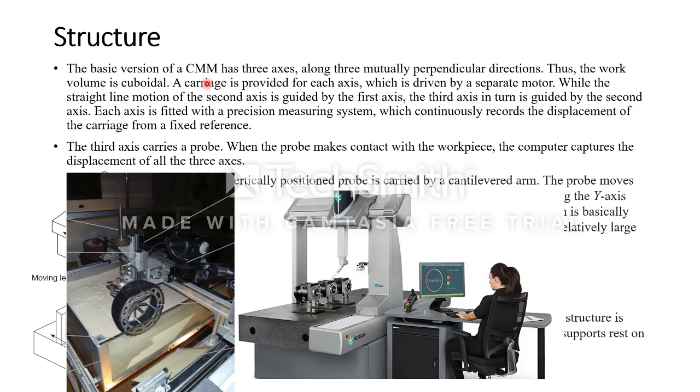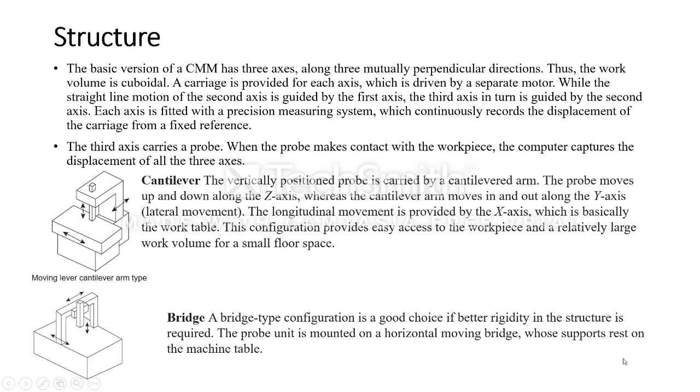So each axis is fitted with a precision measuring system which continuously records the displacement of the carriage from a fixed reference. The third axis, that is the Z axis, carries a probe. When the probe makes contact with the workpiece, the computer captures the displacement of all three axes, right? Now coming to the different structures based upon the geometry, CMMs are divided into 5 structures.